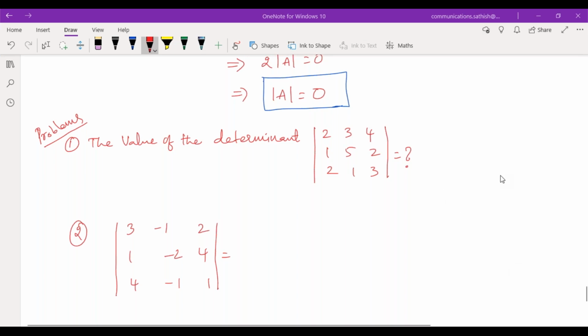Tell me the answer for that. How much are you getting? What is the answer for the first? Yes, minus 7 you will have. The solution you will get now. Try whichever method you are comfortable with. The answer for this is minus 7. Second one, I think explanation is not required for you.